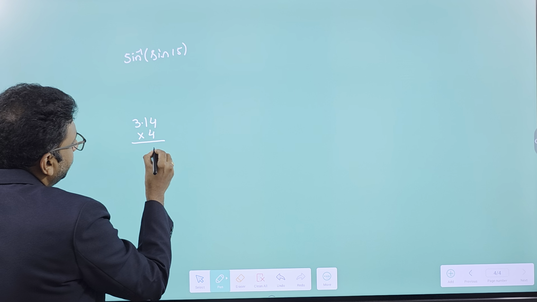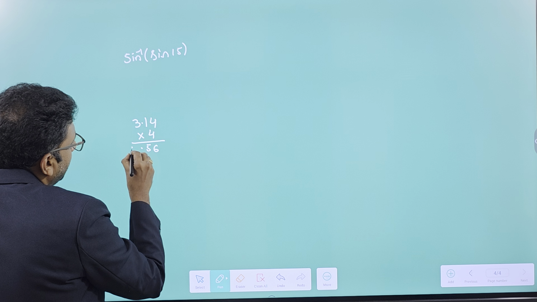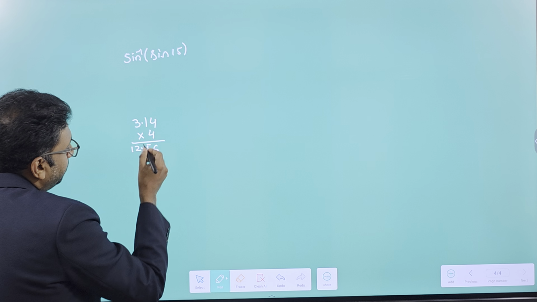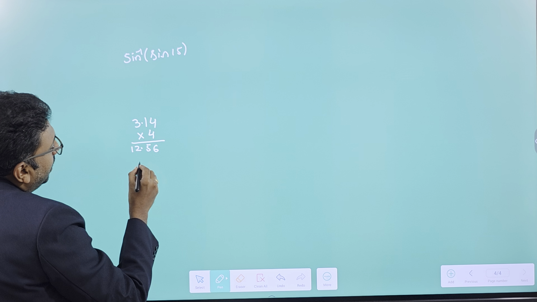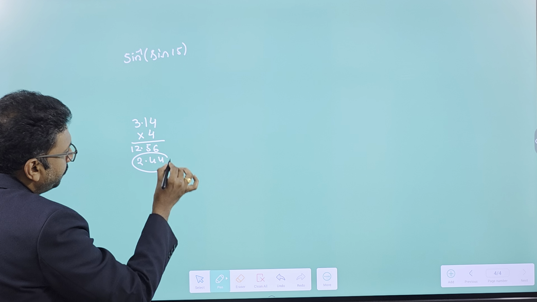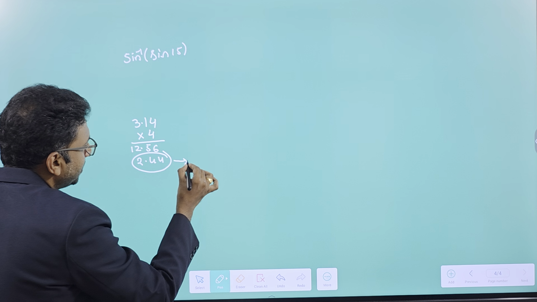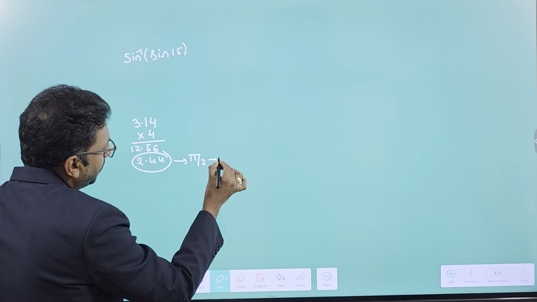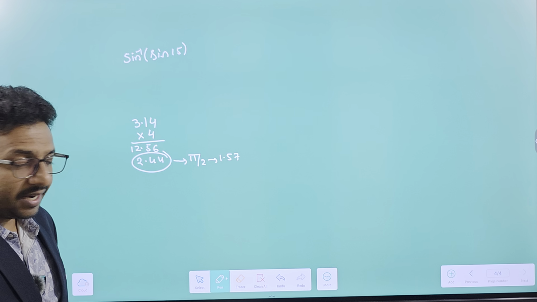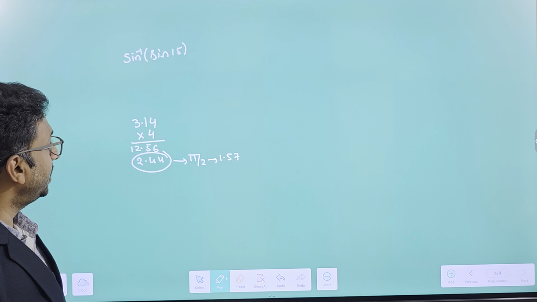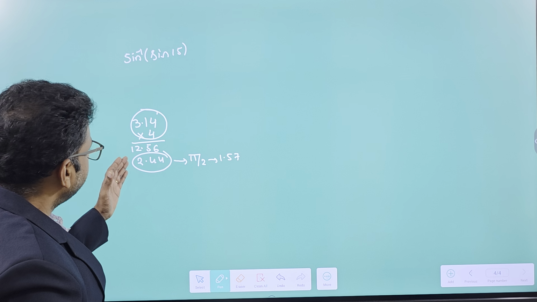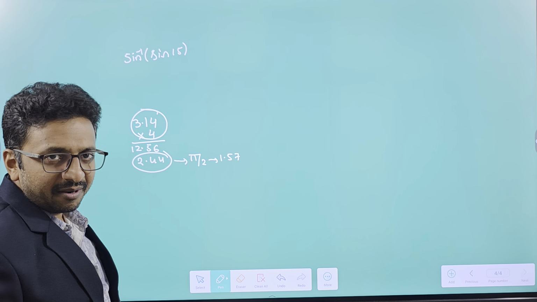So 3.14 into 4 is 12.56, and how much is remaining from 15? 2.44 radians. Pi by 2 radians is 1.57. 90 degrees is pi by 2 radians, 1.57 radians. So you have 4 pi plus pi by 2 plus some angle.